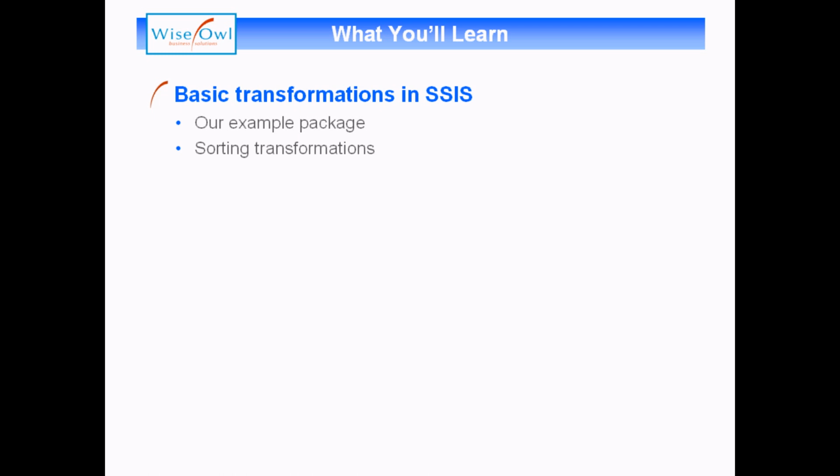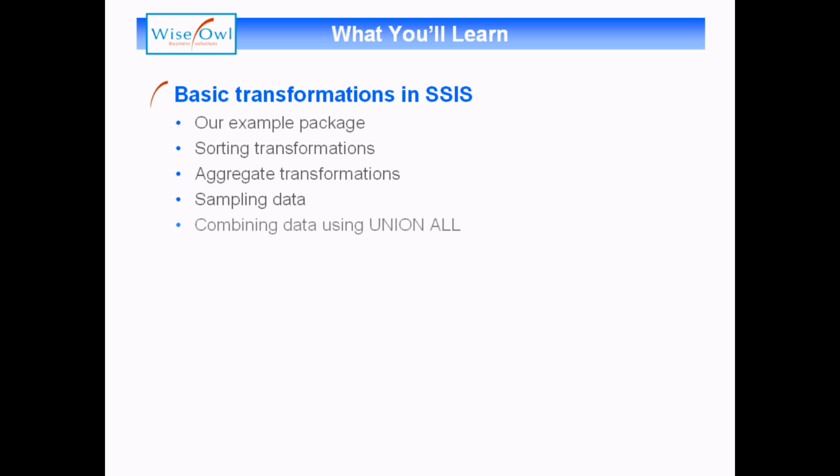Here's what you'll learn on the tutorial. We'll first look at our example package importing data from Excel into SQL Server. We'll then look at how to create a sorting transformation to sort rows, an aggregate transformation to group data together. We'll look at how to create row and percentage sampling transformations, how to combine data from two or more different sources using a union all transformation, and I'll explain about synchronous and asynchronous transformations. So let's get started.